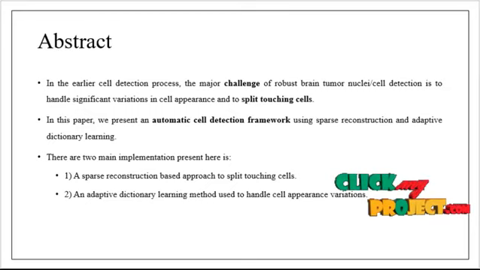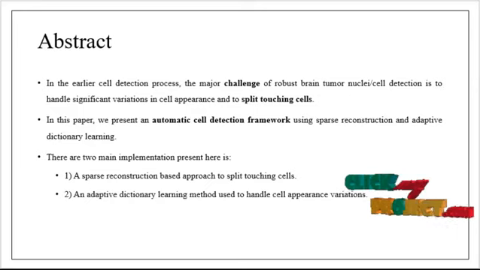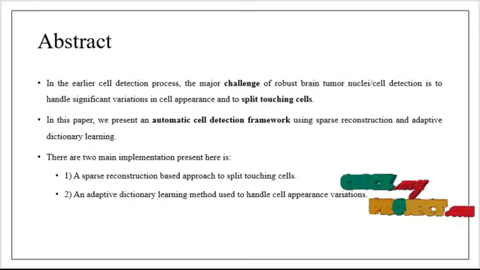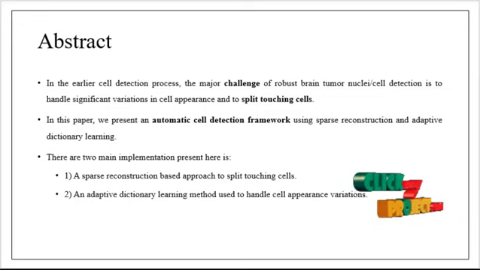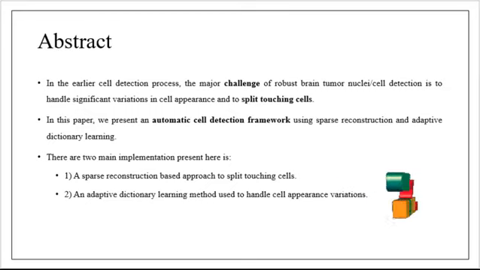By using these two techniques, we can identify where the cell is affected, and if the cell is affected, the affected cells will be separated. There are two major implementations here: a sparse reconstruction based approach to split touching cells, whether the cells are split or not, and an adaptive dictionary learning method to handle the variance in cell appearance. If the appearance of the cell varies from the normal cell, it will be detected and the features will be extracted.